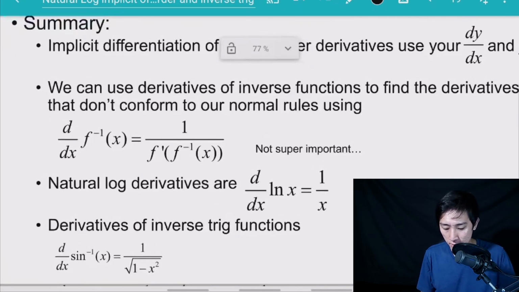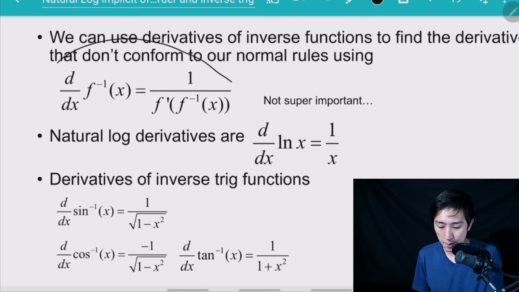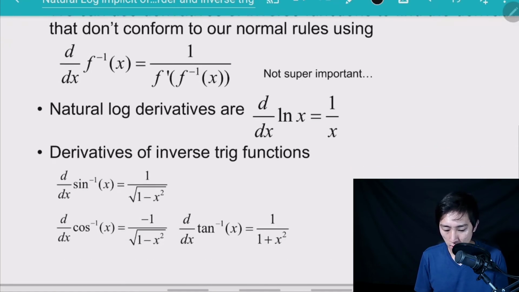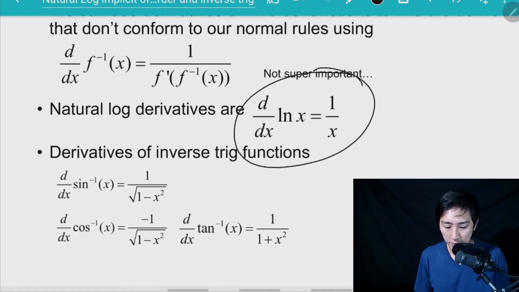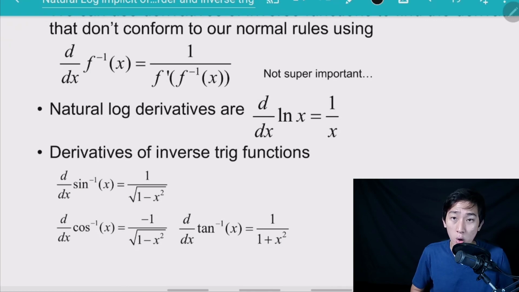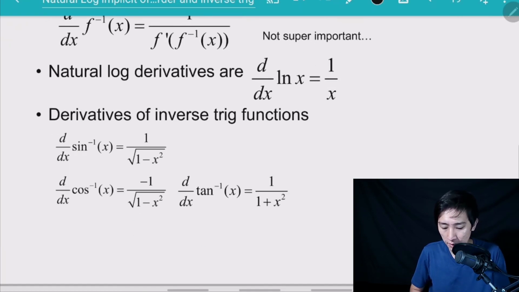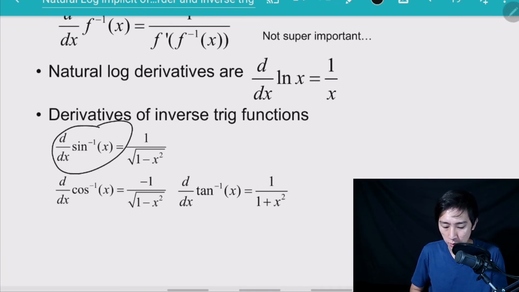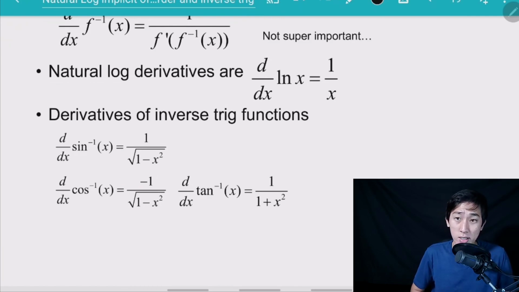But anyway, the derivatives that we got based on this as our tool: we know now that the derivative of a natural log is 1 over x. The derivative of our sine inverse is 1 over square root of 1 minus x squared. The derivative of our cosine inverse function is negative 1 over square root of 1 minus x squared. And our derivative of our tangent inverse function is 1 over 1 plus x squared.